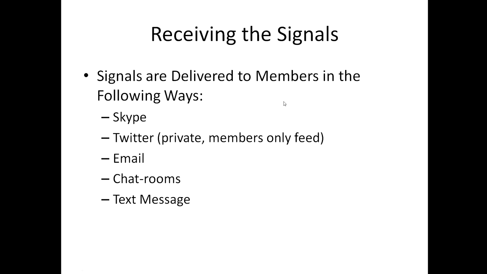All right, so how do we receive the signals? Our trading signals are delivered in a variety of different ways. We have a private Skype room for our members in which only the team members post, and we only post signals so as not to clutter up your Skype stream. We also have a private members-only Twitter page in which we tweet all of our trades and all of our updates. All updates and all trades go out also by email. We post everything in the on-site chat rooms. And then we also offer text message signals as well, should that be something you're interested in.